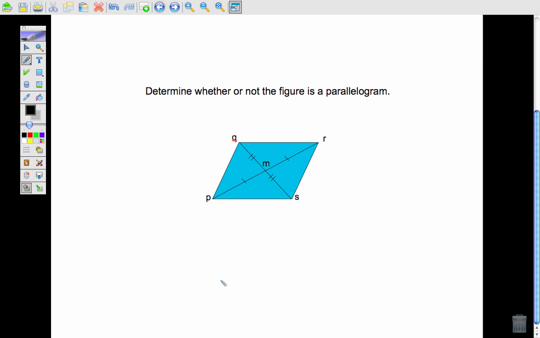And now we're going to use those properties or those theorems in order to prove or determine whether or not we have a parallelogram. So if I look at this diagram, I notice that the diagonals are the only things marked. This segment is equal to this segment, here to here, so I know that the diagonals are bisecting each other. And if the diagonals bisect each other, then it is a parallelogram.